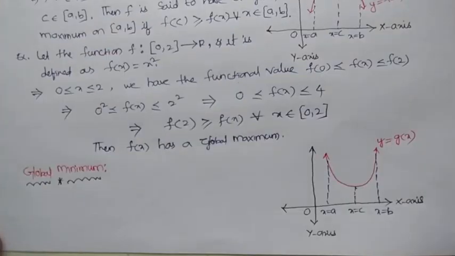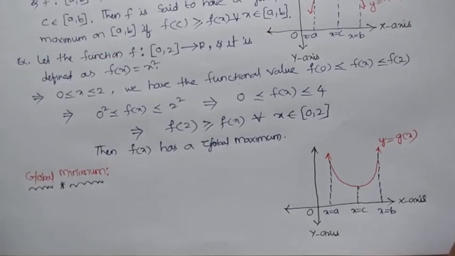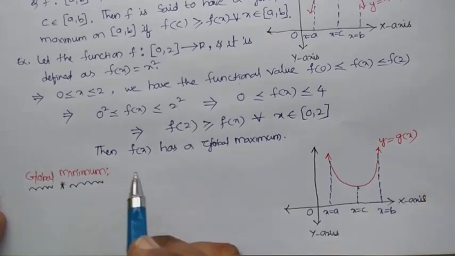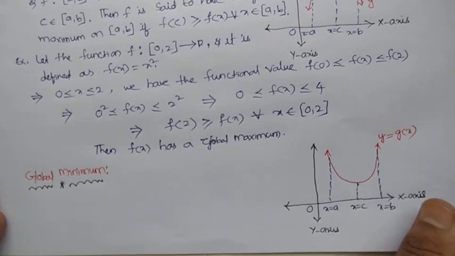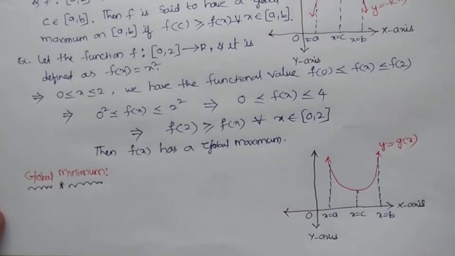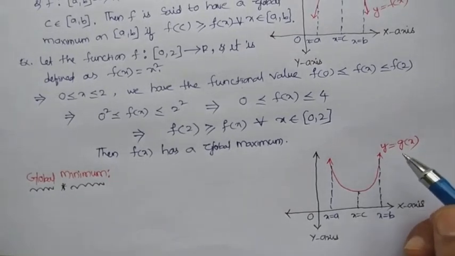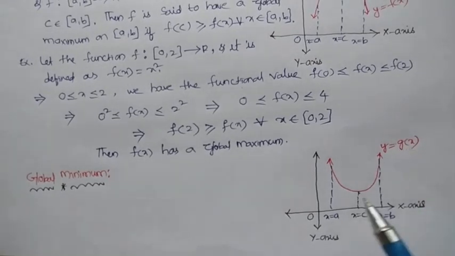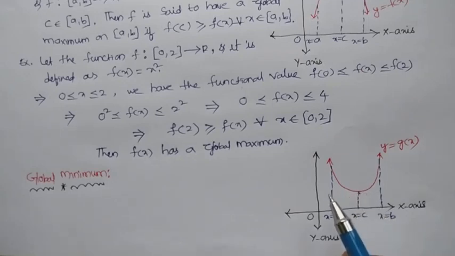Now we are going to discuss what a global minimum is. The same concept applies vice versa for the global maximum. Let us say we have a function y equals g of x, which is also defined in the interval a to b, and at x equals c it attains the minimum. Look here, it attains a minimum.